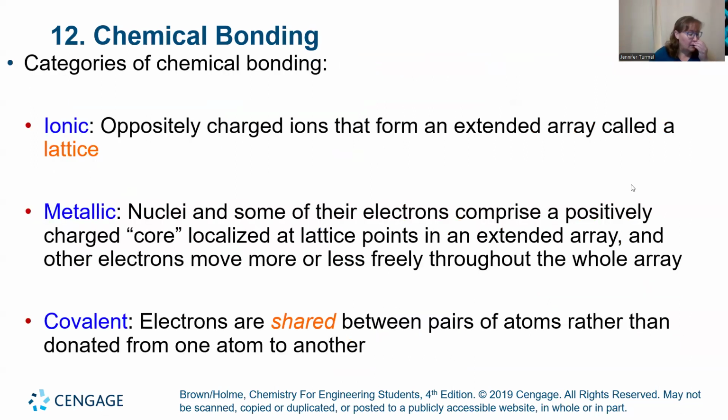So now let's take a look at our different kinds of bonding, and then we'll take a break. Okay. So first of all, categories of chemical bonding. First of all, we have ionic bonding. Okay. And when we have ionic bonding, we have oppositely charged ions that are held together to form this extended array or this lattice structure.